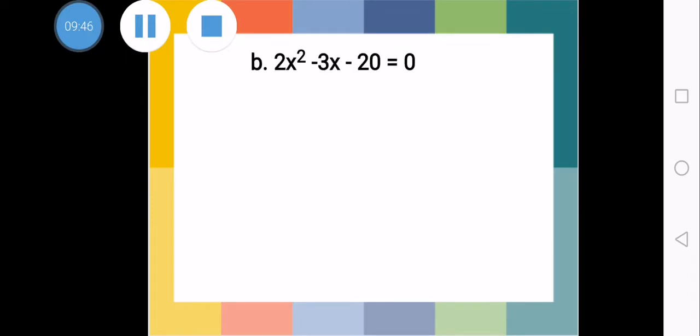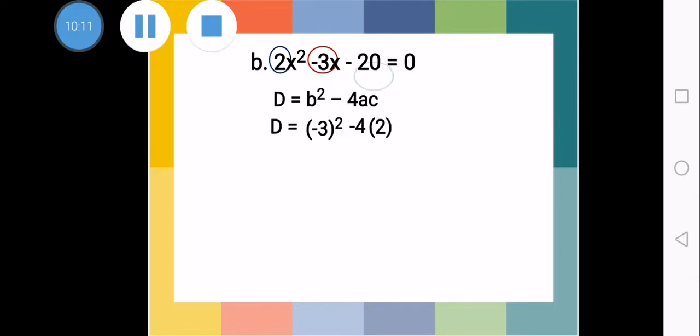2x squared minus 3x minus 20. So, gamitin muna natin ang discriminant para ma-describe natin kung anong klaseng roots ang makukuha natin. So, ang formula uli, b squared minus 4ac. So, ayan. Ang value ng b natin is negative 3. So, square po natin, minus 4 times the value of the quadratic term, 2, and the constant term, negative 20. Okay? So, negative 3 times negative 3, expect natin, the product is positive 9.